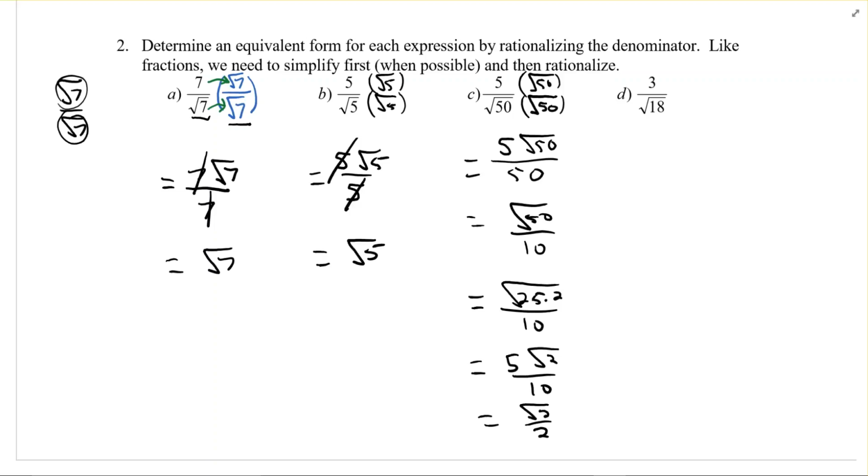But I'm just going to show you, it might be a little bit easier to, well, I'll show you in the next one. So it might be a little bit easier to do it this way instead. Given number 18 on the bottom, let's simplify that first. So let's rewrite this as 3 over the square root of 9 times 2. So then that is equal to 3 over 3 times root 2. 3's cancel. What I have now is just 1 over root 2.